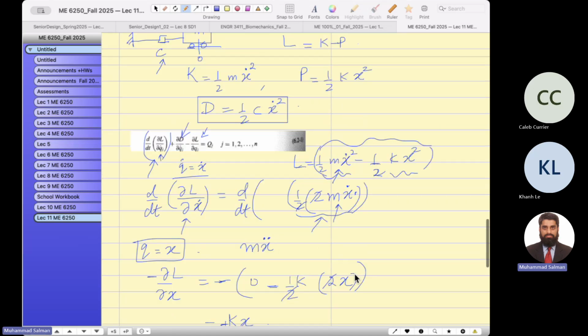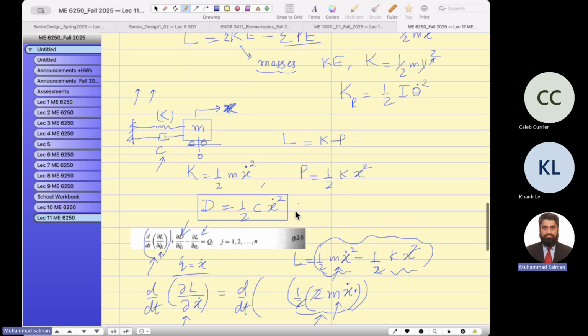So now let's apply this in the equation. On the right hand side, the big Q represents the external forces. So imagine there is another force acting on it. F is on the right hand side.